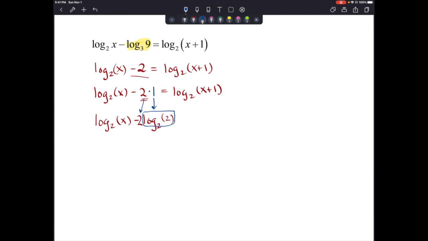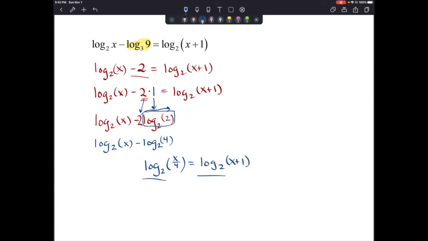And then now we can take it here. You can move this 2 up here. Say log base 2 of x minus log base 2 of 2 squared, which is 4. And now you can rewrite this as 1 log base 2 of x over 4. Right, that still equals log base 2 of x plus 1. And now all we need to do is we have the same log base on each side. We just need to set these values equal to each other. So x over 4 is equal to x plus 1.